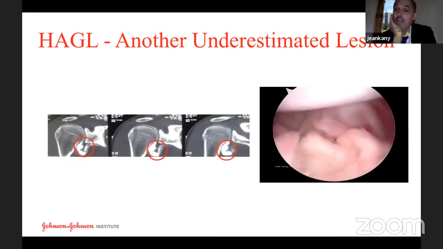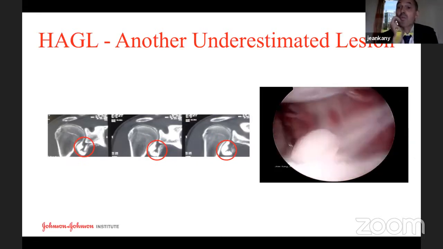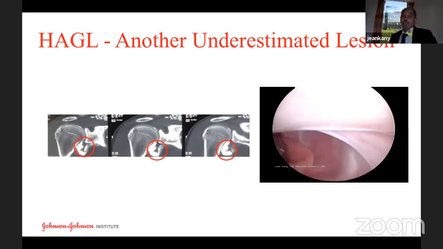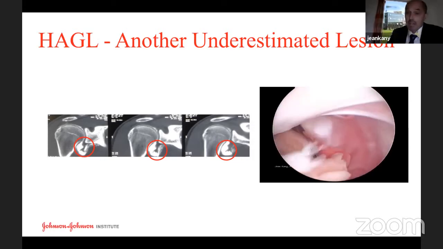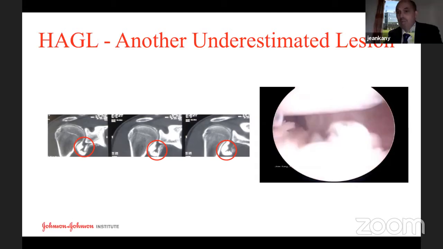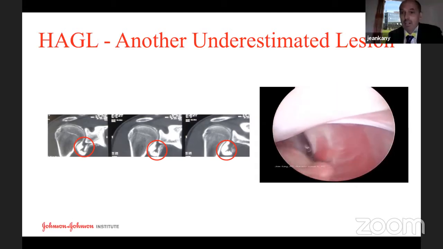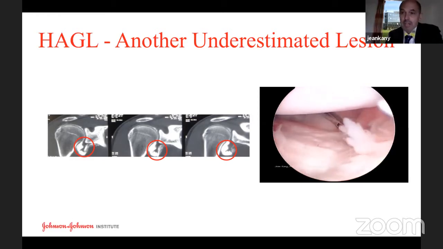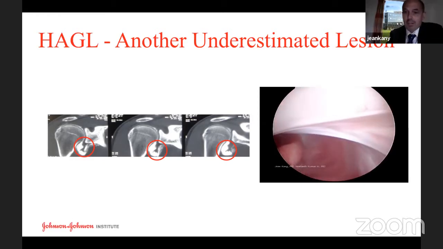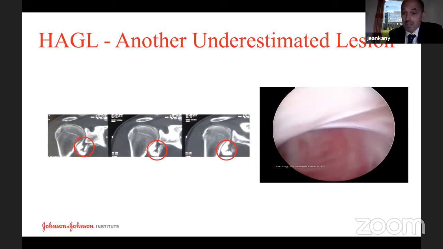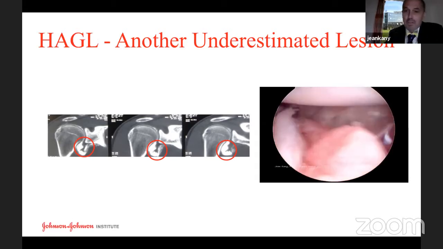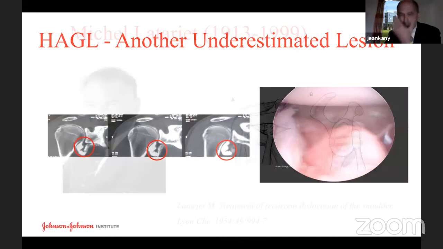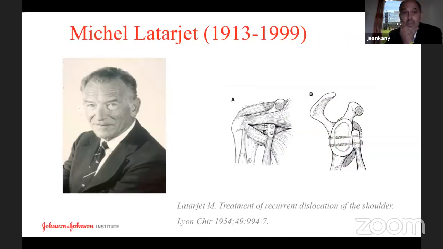Of course, it's difficult to see and very difficult to repair because it's quite impossible for me arthroscopically to put an anchor at the neck of the humerus. And if you do a Bankart in that situation, you will create some new lesions. So another lesion is very difficult to treat, especially arthroscopically.